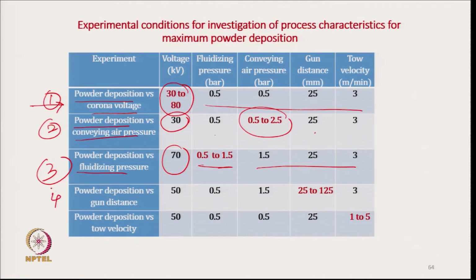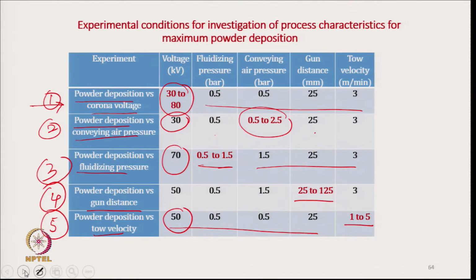Similarly, in the fourth experiment, gun distance, that is the distance from the gun to the toe, was changed from 25 to 125 millimeter. And in the fifth experiment, toe velocity was changed from 1 meter per minute to 5 meter per minute, keeping all other parameters the same, where voltage was kept at 50 kilovolt. This was the experimental setup.